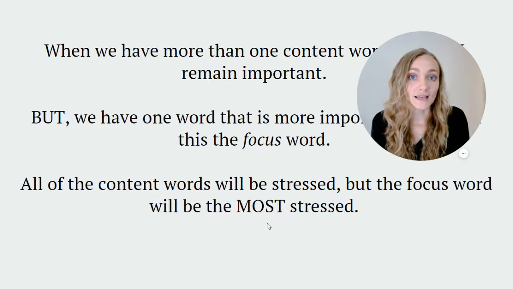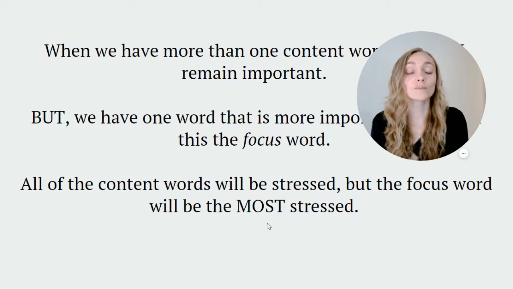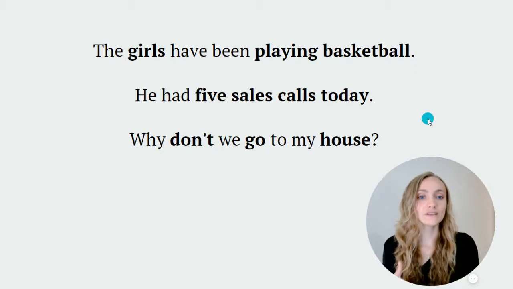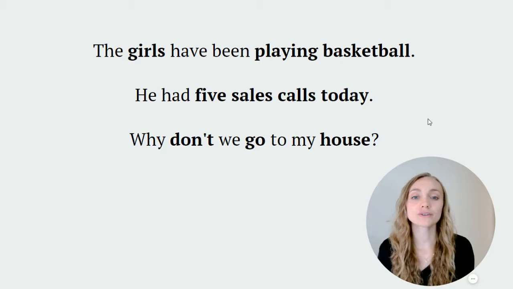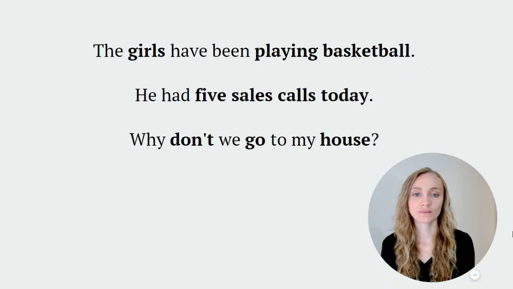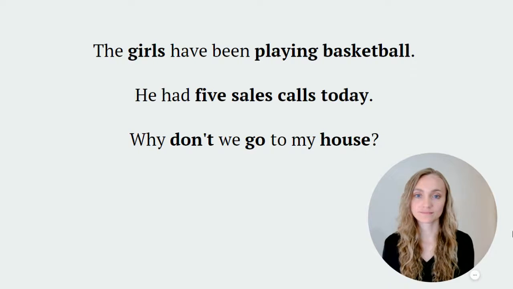There is a pattern for most of the time how we're going to find focus words, or where people put focus words when they speak. So we're going to see some examples. Read these off with me. The girls have been playing basketball. He had 5 sales calls today. Why don't we go to my house?